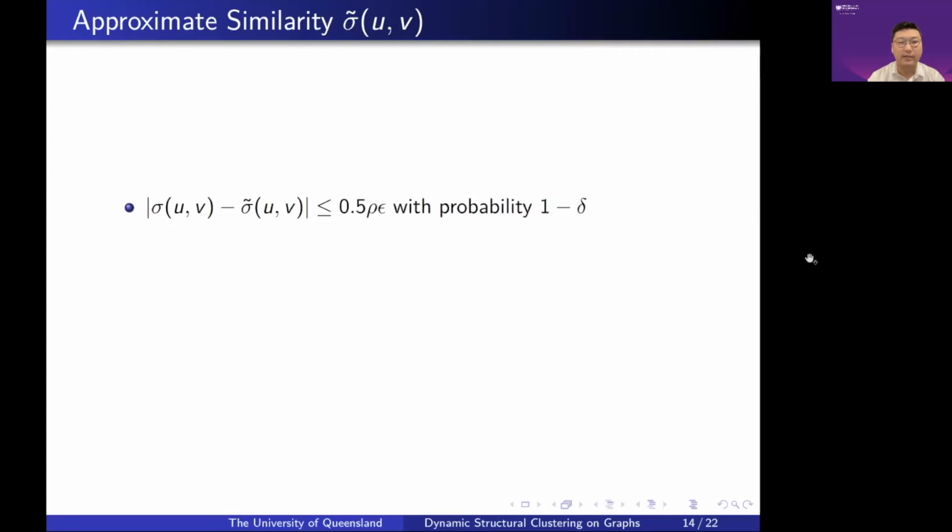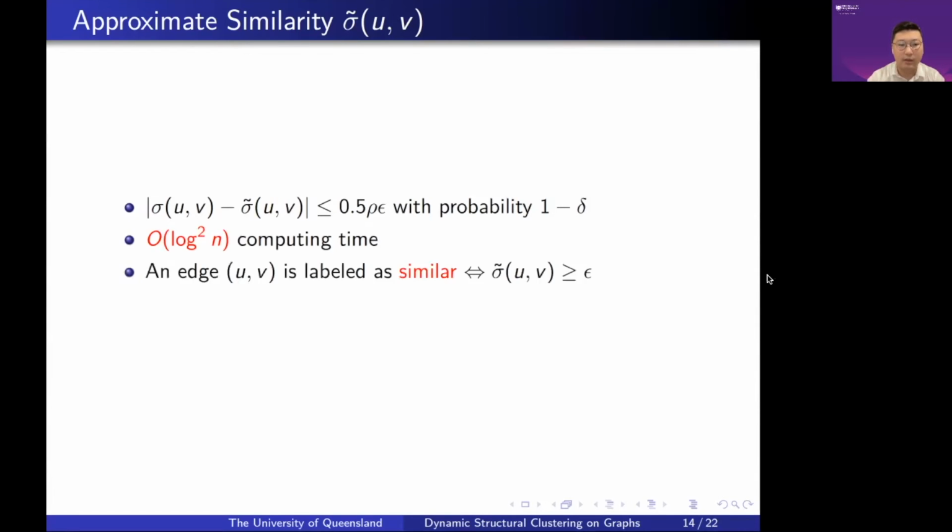For the approximate similarity, denoted tilde sigma UV, we can compute it with bounded error 0.5 times rho times epsilon, with probability 1 minus theta, in O(log n to the power of 2) time. And under this approximate similarity, an edge UV is labeled as similar if and only if tilde sigma UV is no smaller than epsilon. Although we have the rho-approximate notion, the problem is far from solved here.